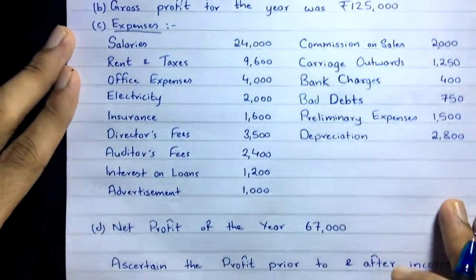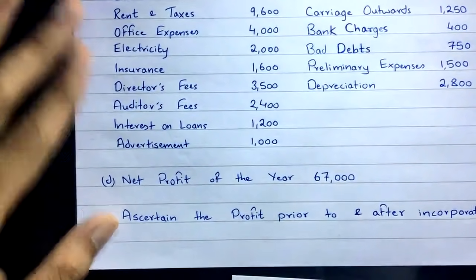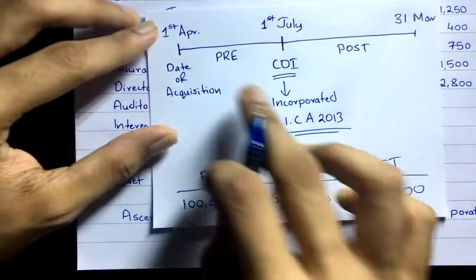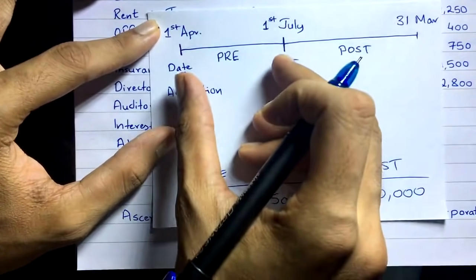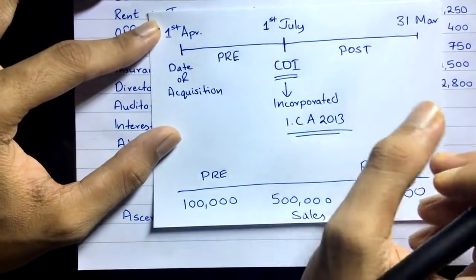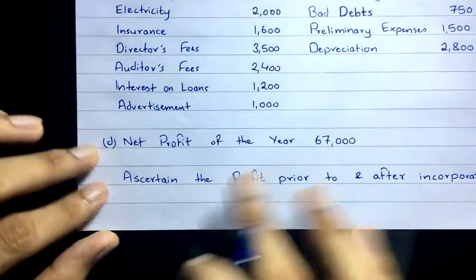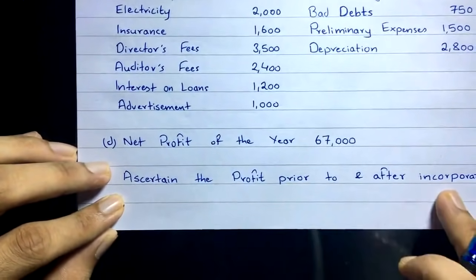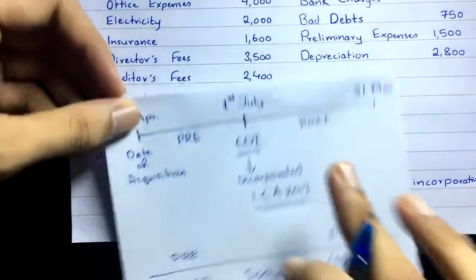Fine. And then they have said net profit of the year 67,000. Net profit of the whole year is given, 67,000. Now we have to find how much of it pertains to the pre-period and how much of it pertains to the post period. Fine, that is what we have to do. Now we will do that. See, then they have said ascertain the profit prior to and after incorporation. So we have to find out the profit prior to and after incorporation.